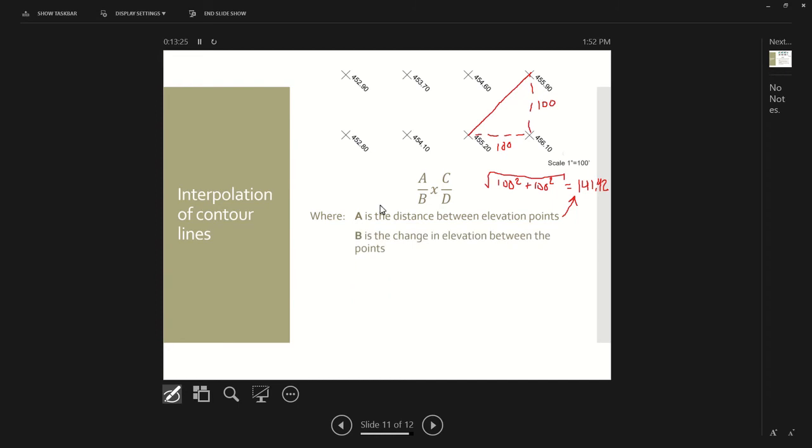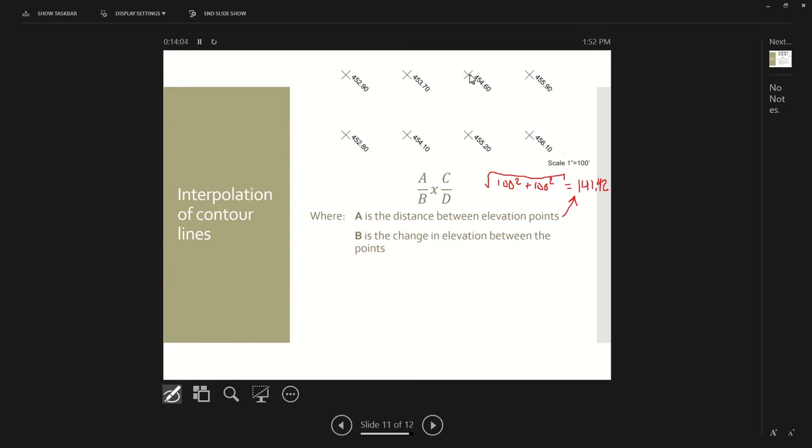B in this formula is the change in elevation between those two points. Actually, I picked a bad example here because these are on the same elevation for a contour. So let me erase that and we'll go back a little bit. I'm going to leave that bottom part of the formula there because it's going to be relevant. Let me go back here, grab my pen again.